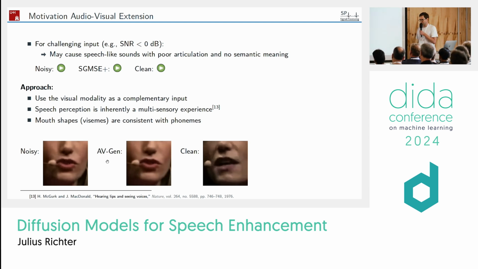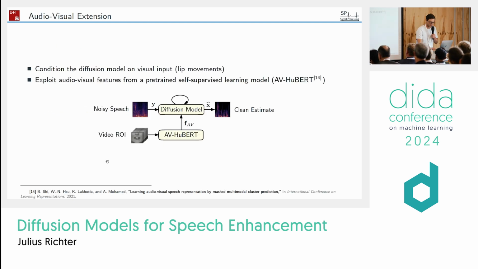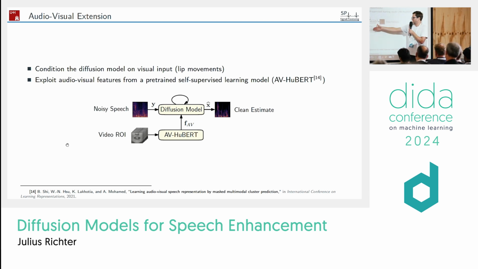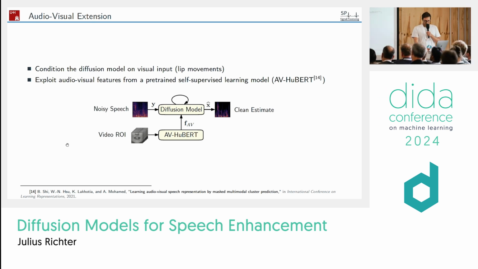So here I would say you can understand more of what's being said, and before I show the results, I tell you how it works. So we have the diffusion model, which you have seen before, and what we do is we condition this diffusion model on the visual input, and for that we use a pre-trained self-supervised model called AV-HuBERT, and we concatenate these features into the score model. So you have two models now.